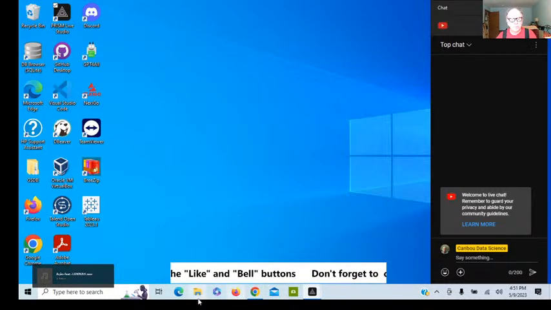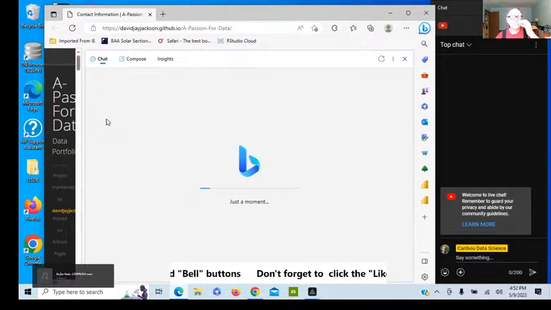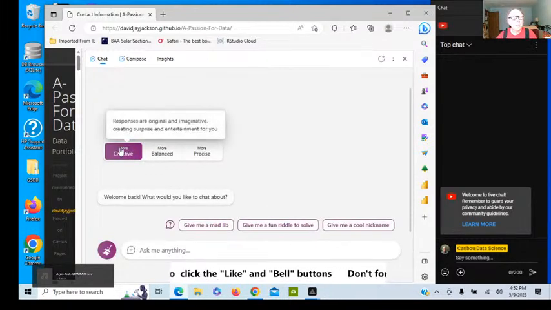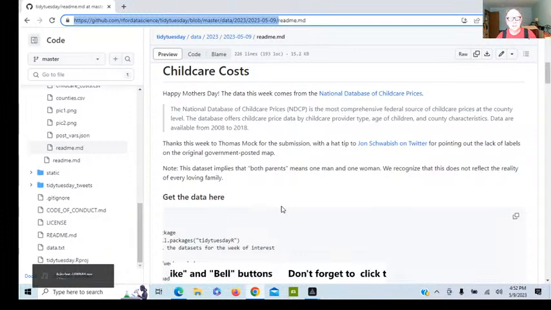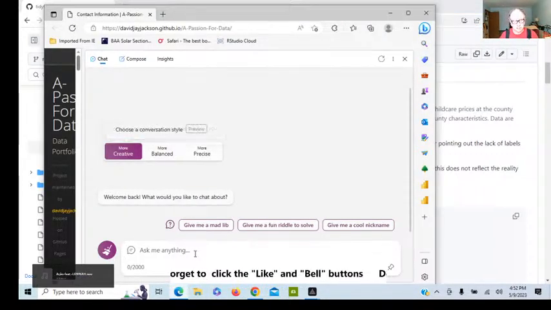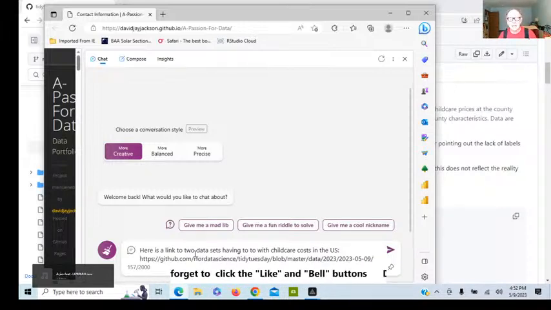Let's see if we can actually create a report using Bing's more creative mode. So let's start by entering the URL path and see what it tells us. Let's see if it will go out, take the link, and do something with it.